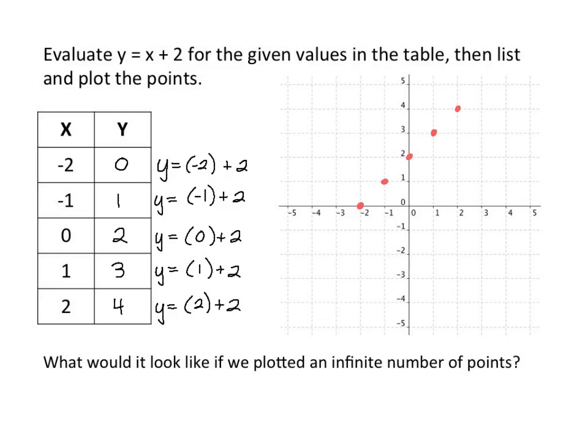So if we talk about, well, I have a clear pattern happening here, the question is, what would happen if we did this infinitely? And what we hope to see is that if I kept going on infinitely, you would actually get this line shape. So in other words, to answer the question here, what would it look like if we plotted an infinite number of points? We can say that we would get a line.